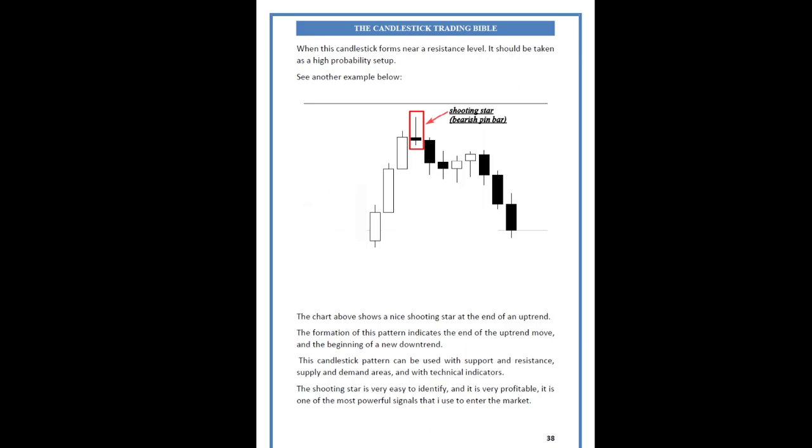So the chart above shows a nice shooting star at the end of an uptrend. So let's just go deeper into that. As we can see, the market was going up. It was bullish on this candle. Bullish, it didn't go lower. There were no sellers. And it got up to this point, and then sellers came in and they managed to close the price down there.